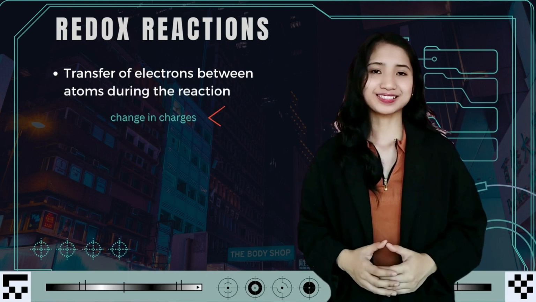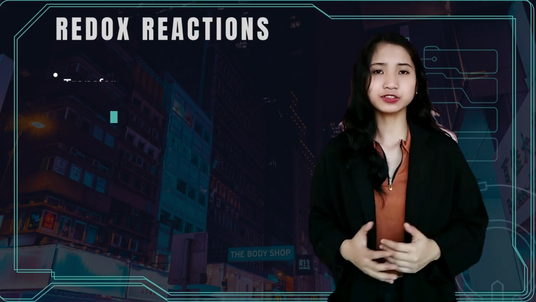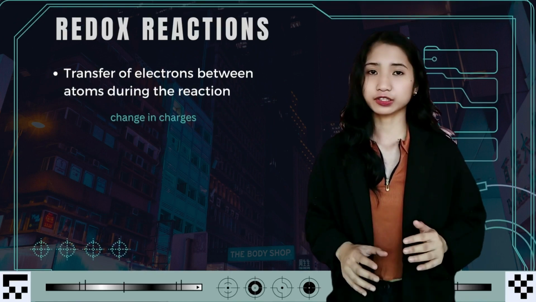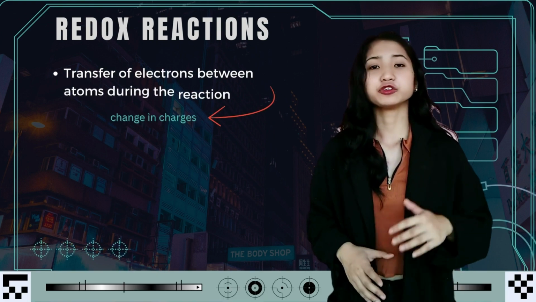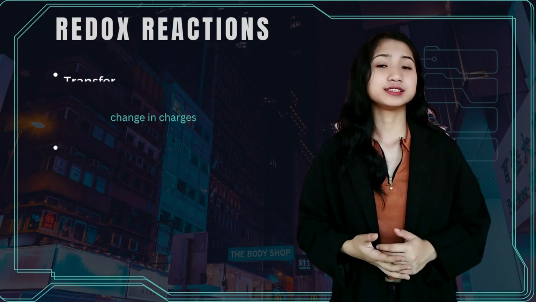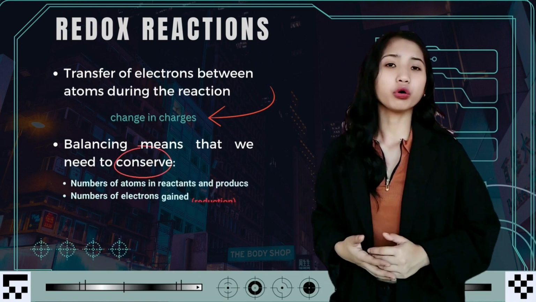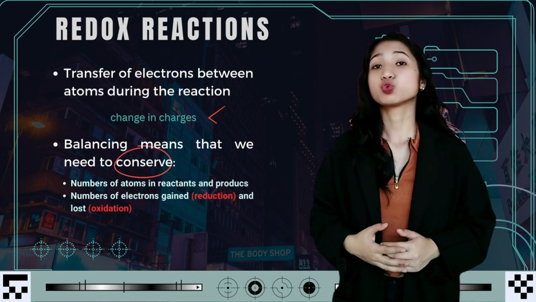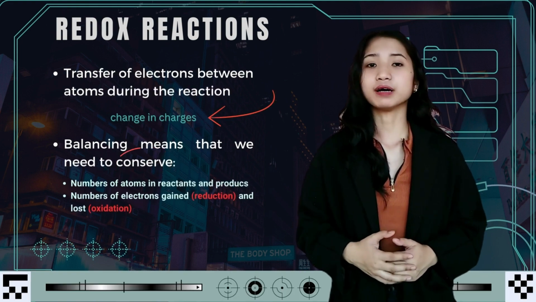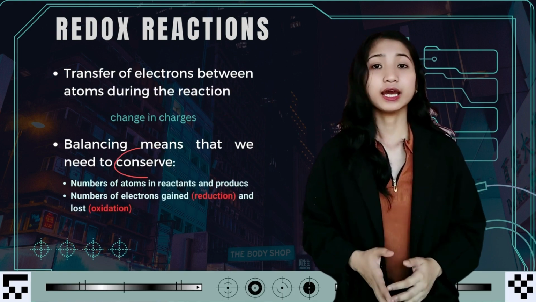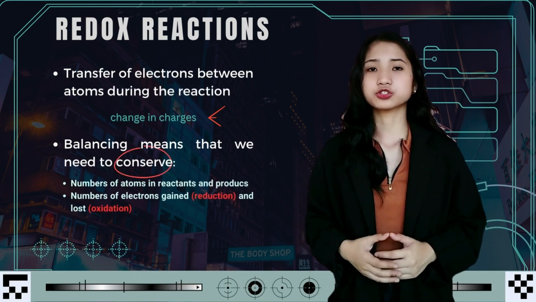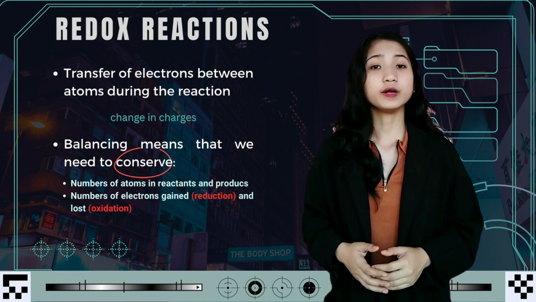We have elements that gain electrons, and as a result, their charge goes down. We have elements that lose electrons, and as a result, their charge goes up. Now, when we balance this reaction, we need to worry about conserving. That's what balancing is all about. We have to conserve and balance the number of atoms in the reactants and products. We cannot gain or lose atoms during a chemical reaction.